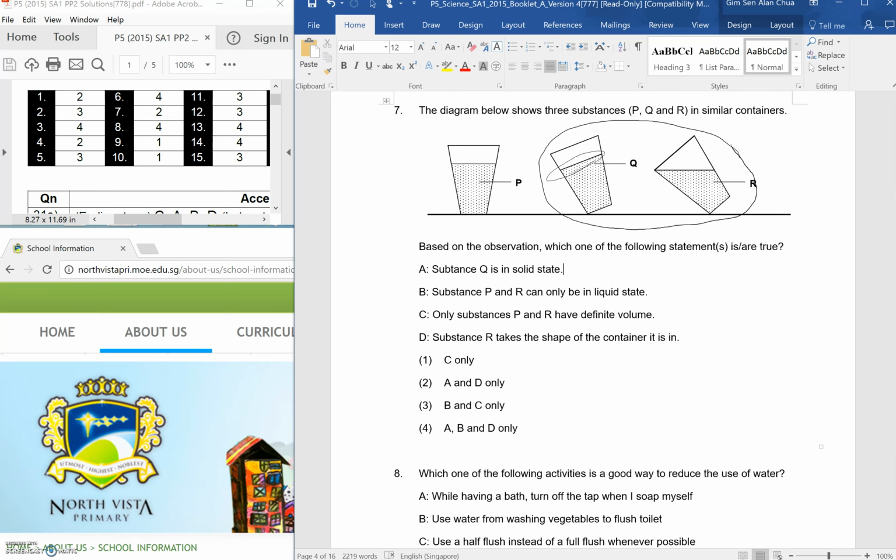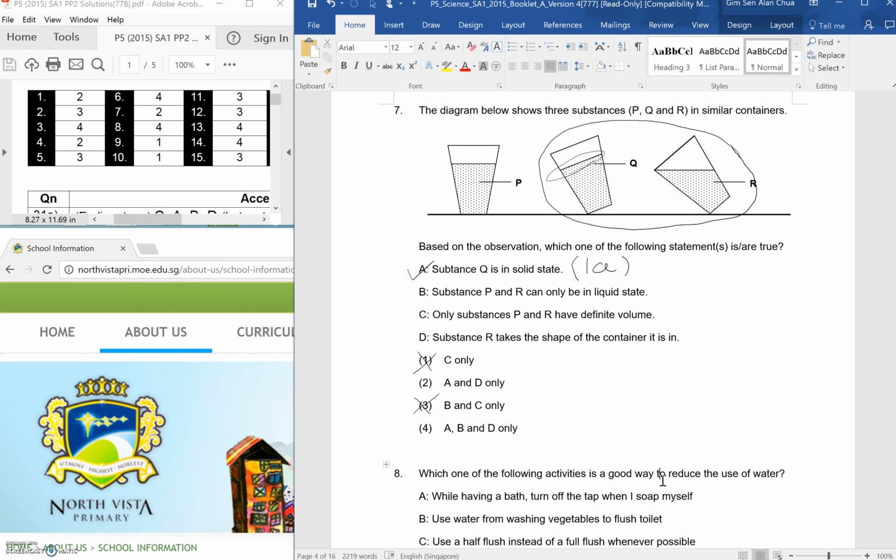So what does that mean? That means that most probably Q is the ice. So Q is ice, and Q is in solid state. A is definitely correct. That gives us the option 2 and 4 to consider. So let's look at B, since B is in 4 but not in 2. So let's see if B is true. Now if B is true, what does that tell us? That tells us that number 4 is correct, number 2 is certainly wrong.